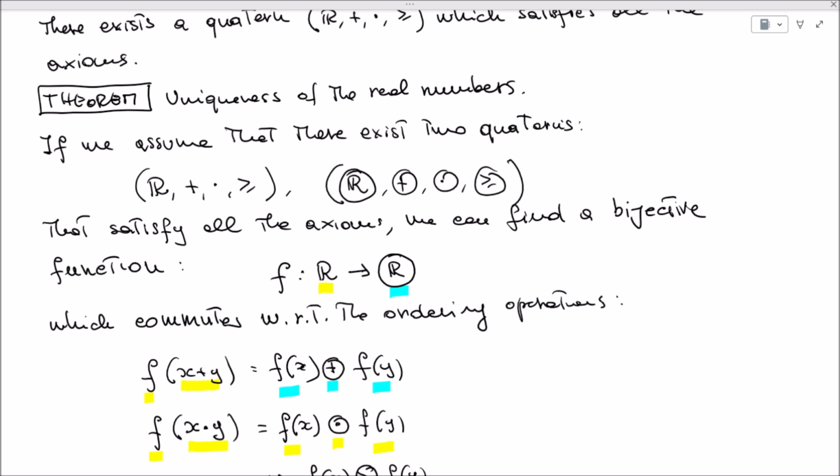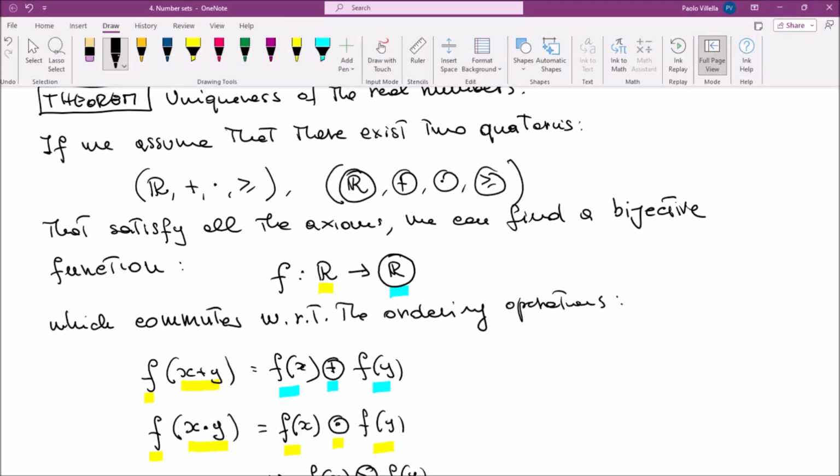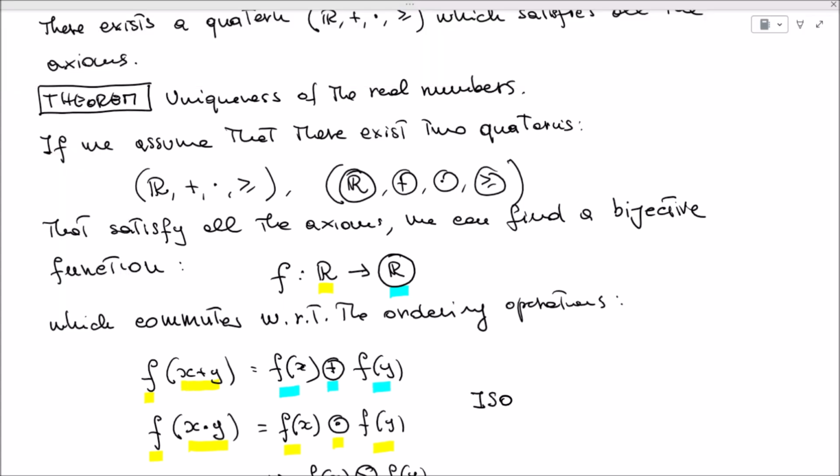So if such a bijection exists between the two sets R and R circle with these properties, we say that we have an isomorphism. This is an isomorphism in the sense that the first quaternion is isomorphic with the second quaternion. So we have a one-to-one map, and so basically the two quaternions are totally equivalent because each element of the first can be mapped to each element of the second.